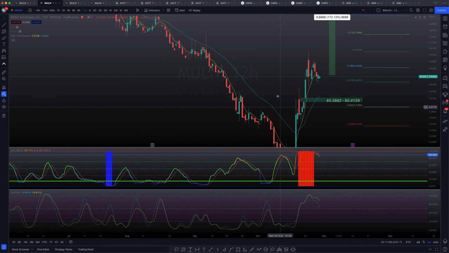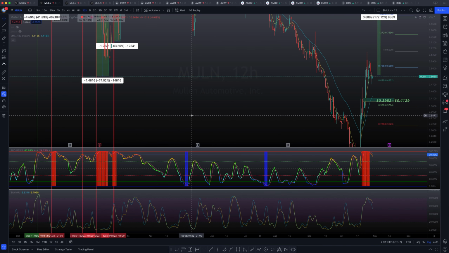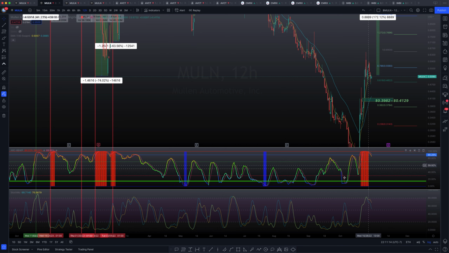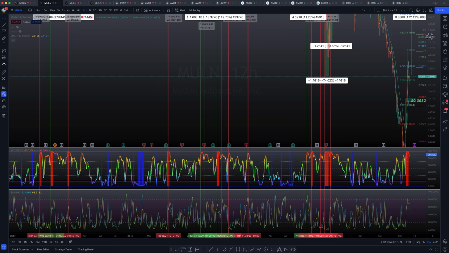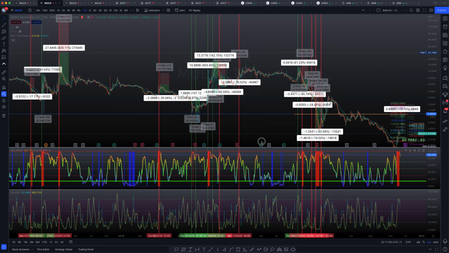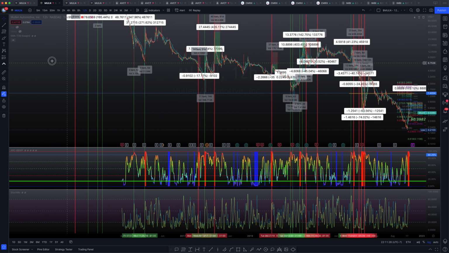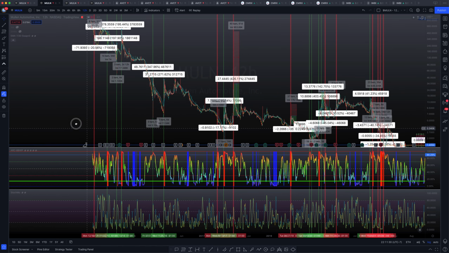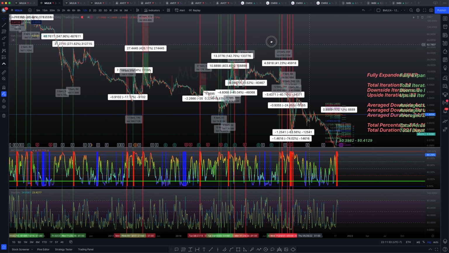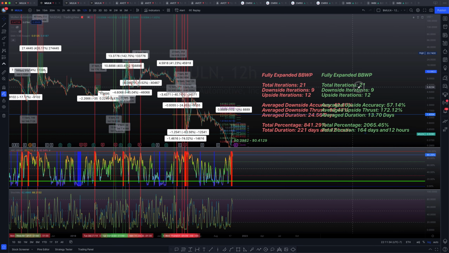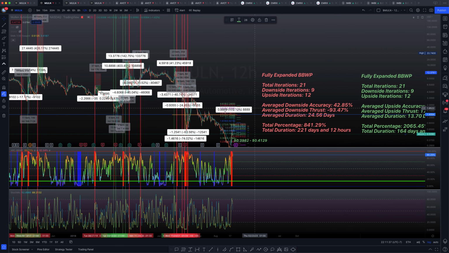Now, I have taken note of every iteration where we've started to contract from these highly expansive levels. So every single time that MULN stock has started to contract from those extreme highs, I've taken note of it by hand, and I have now created a set of averages for us to review.